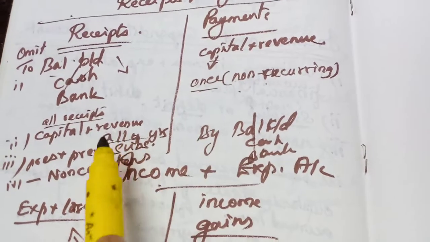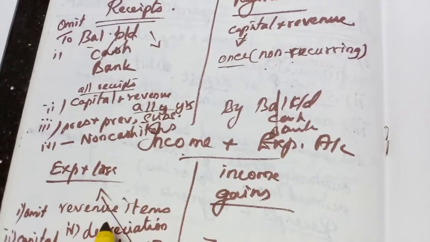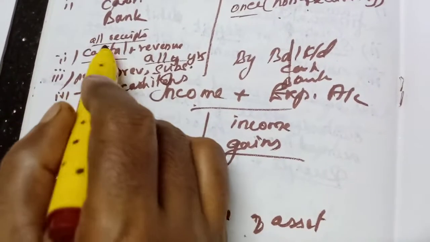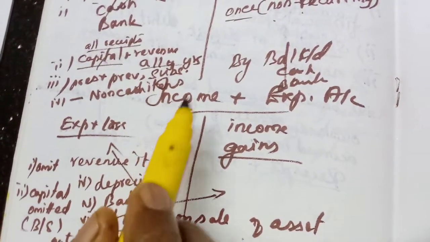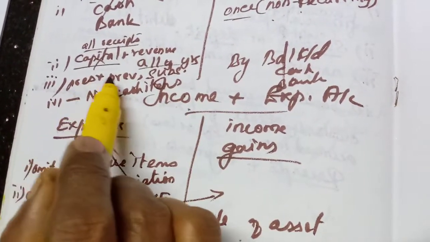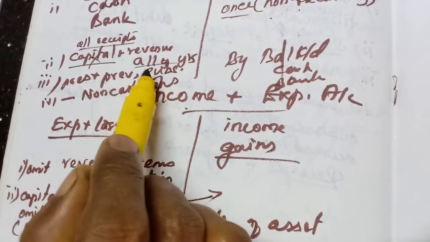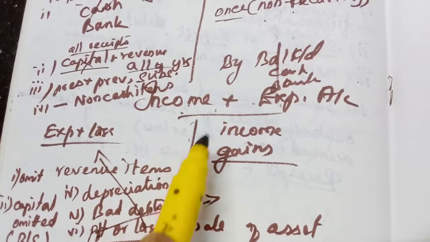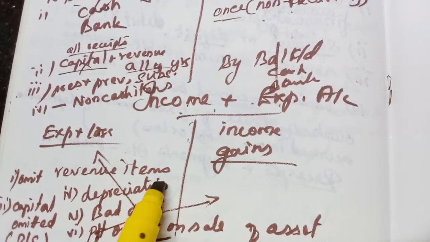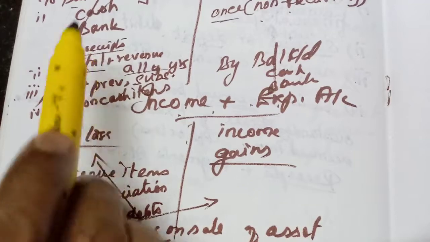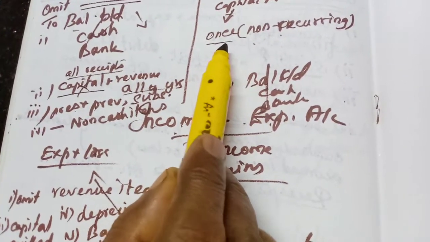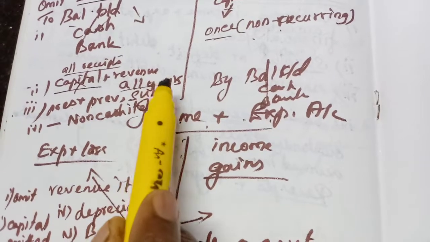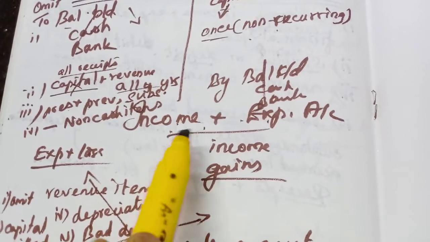So only revenue items will be entered in the income and expenditure account. All capital items will be omitted. Then the time period: only that particular year's income and expenditure will be included in this income and expenditure account. All the receipts and payments related to the last year and subsequent years will be omitted.